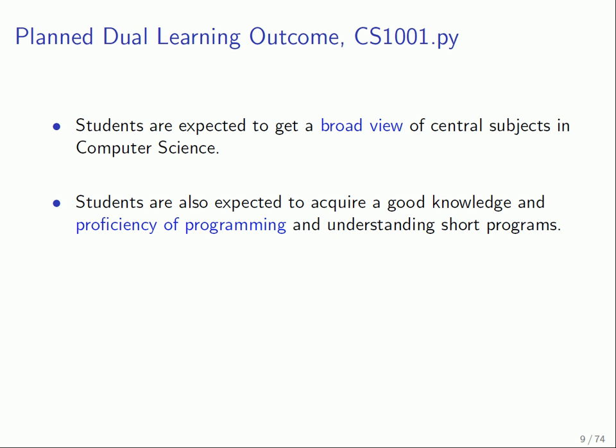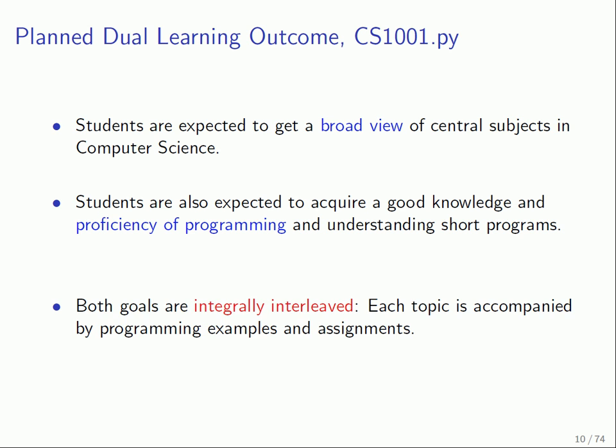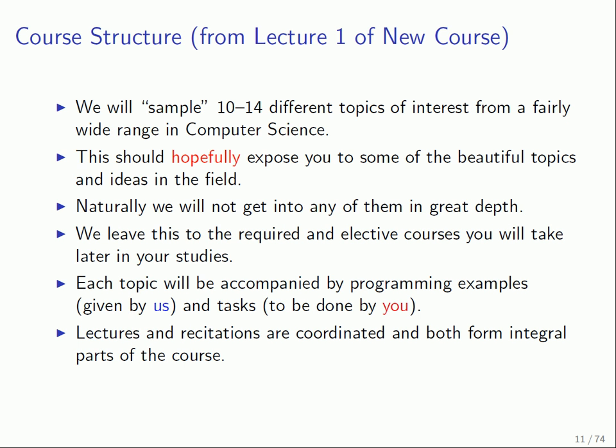Okay, what do I expect from students? Sort of a dual learning outcome. To get a broad view of central subjects in computer science, but also to learn programming. It's not just about ideas, it's also about programming. And we integrate the two things. We explain some idea, here is the idea how you're going to implement it, here is an implementation, a good one, not a good one, and so on. Experiment a little bit, and so it's really well integrated.